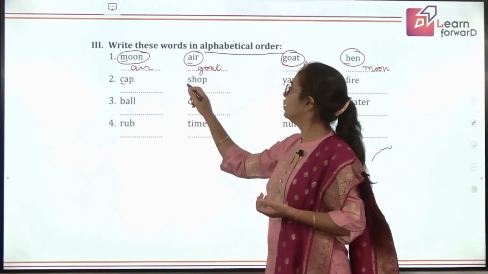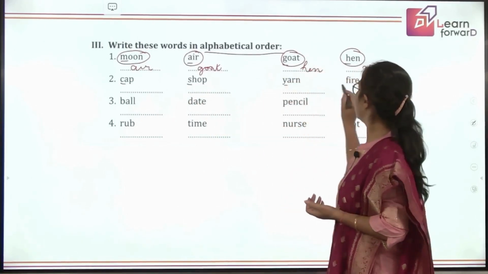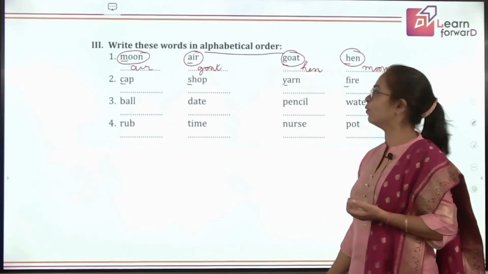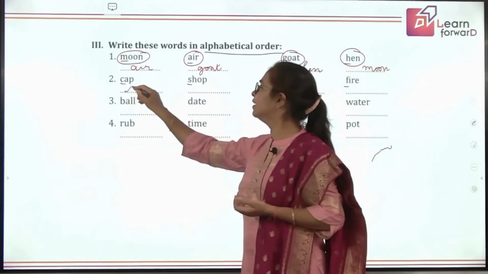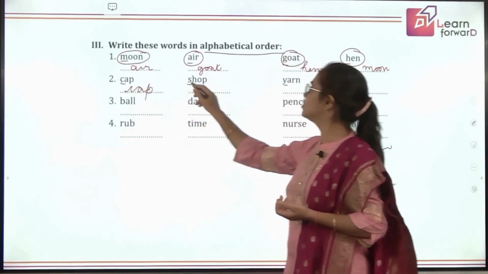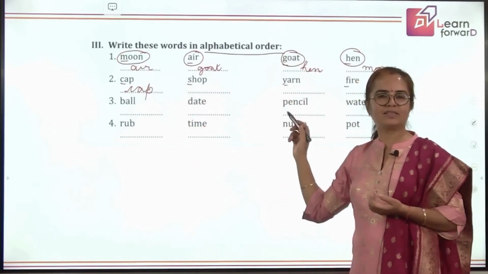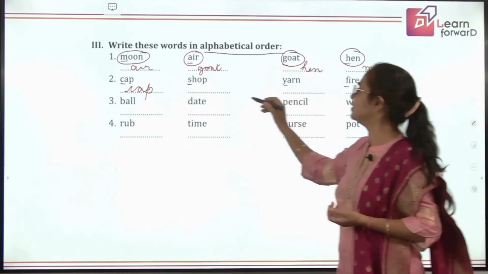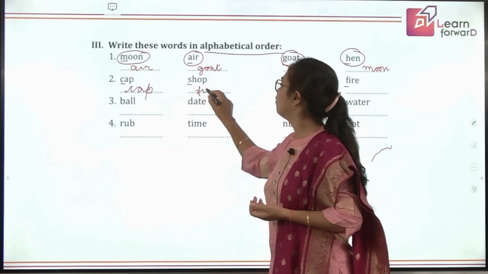C, S, Y, and F. Oh, wow. Yes, you're right. Cap will be the first word because C comes first out of these four letters. Okay, tell me what will be the next word here. Brilliant. That will be fire.